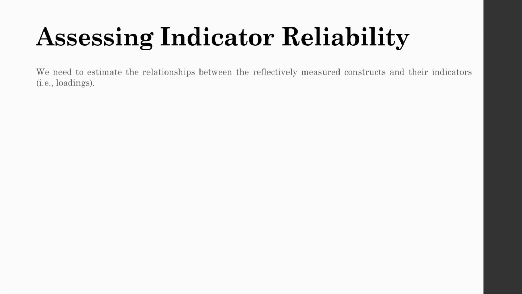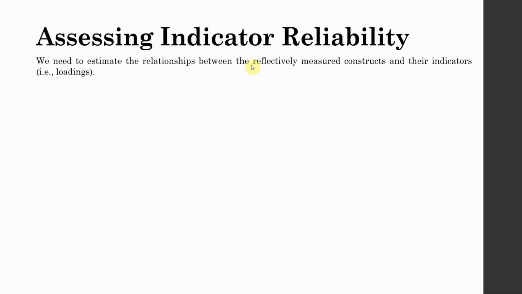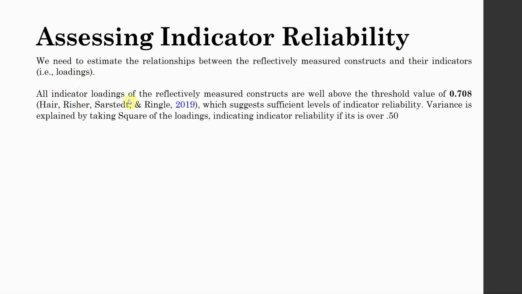Now, how do we assess indicator reliability? We need to estimate the relationship between reflectively measured constructs and their indicators. All indicator loadings of the reflectively measured constructs shall be above the threshold value 0.708, which suggests a sufficient level of indicator reliability. Variance explained is obtained by taking the square of the loadings, indicating indicator reliability if it's over 0.50.